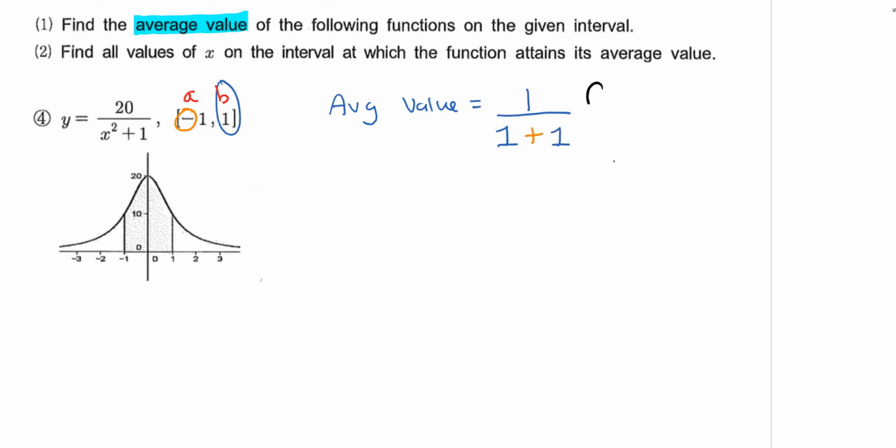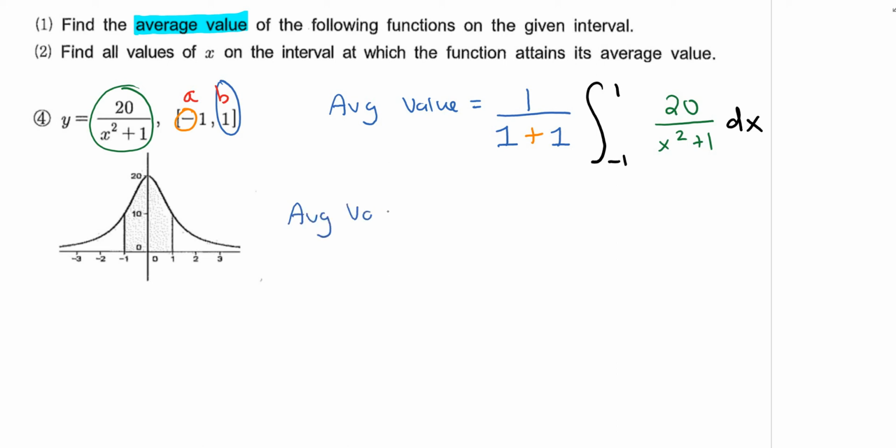And then I need my integral from -1 to 1, and my function this time is going to be 20 over x squared plus 1, and then I need my dx at the very end to finish it off. So that's how you can plug in the numbers and the function into your formula there. And then let's just continue breaking this down.